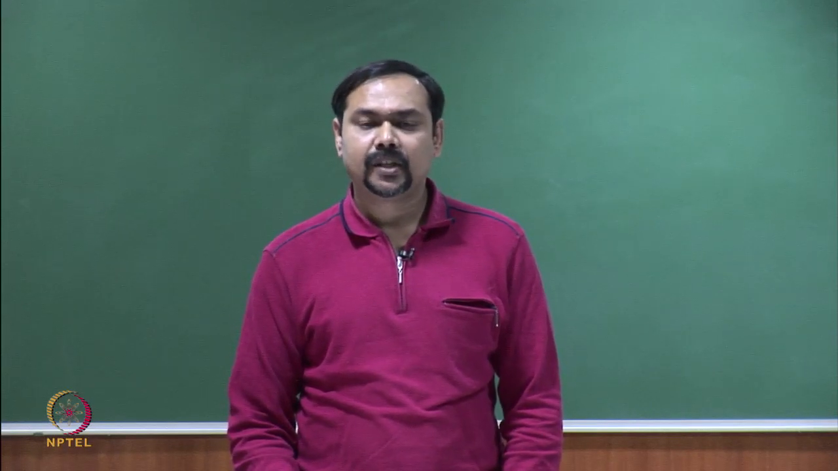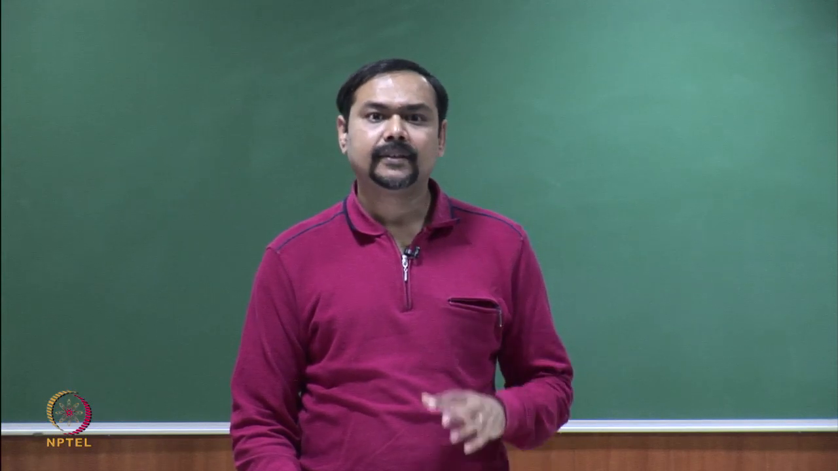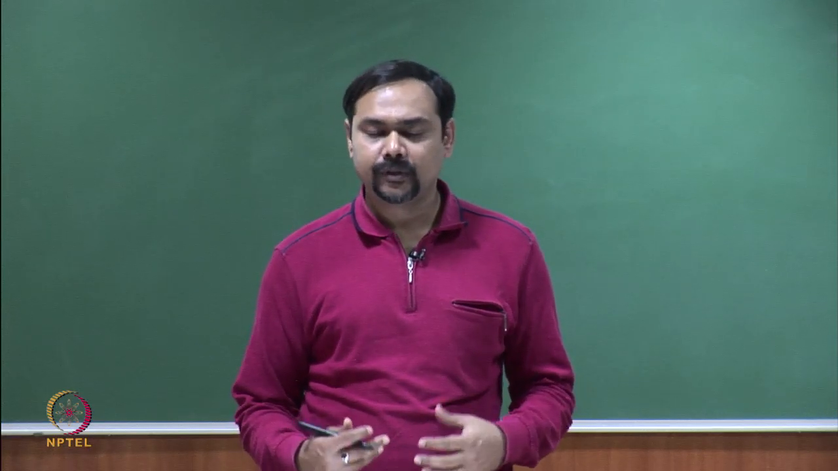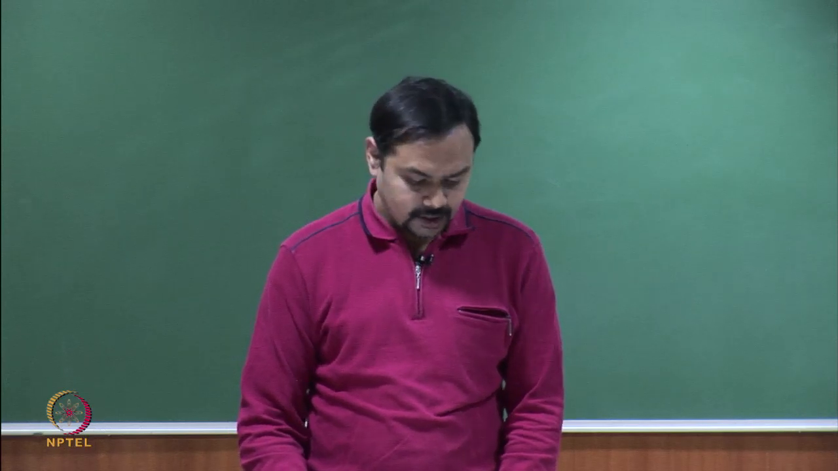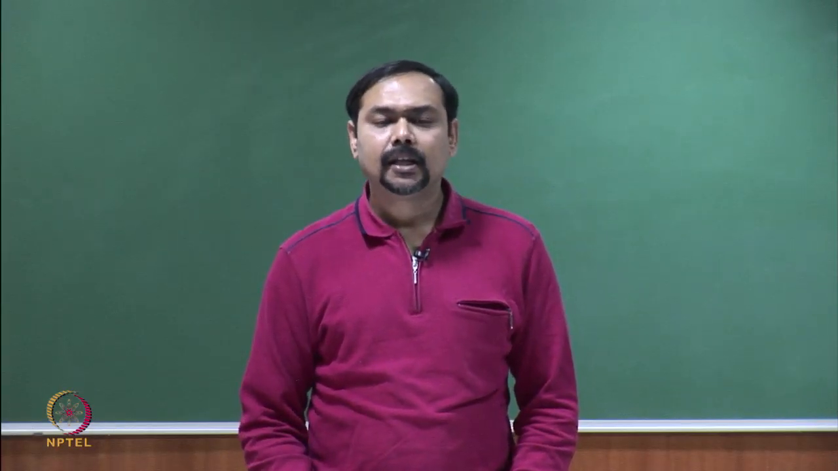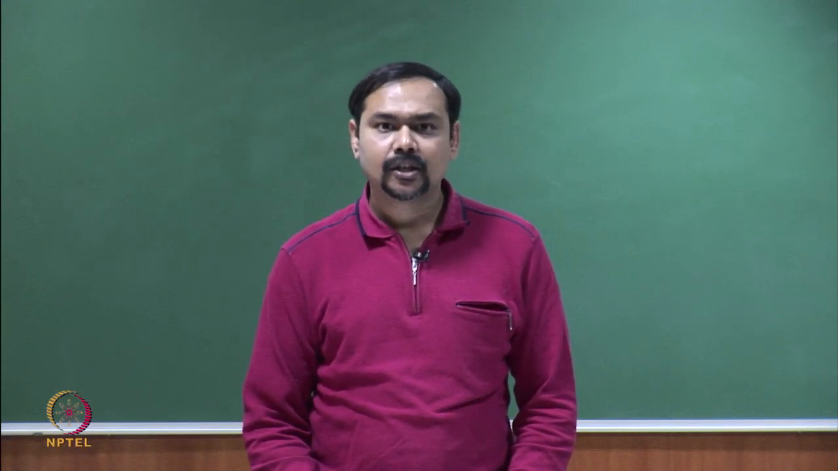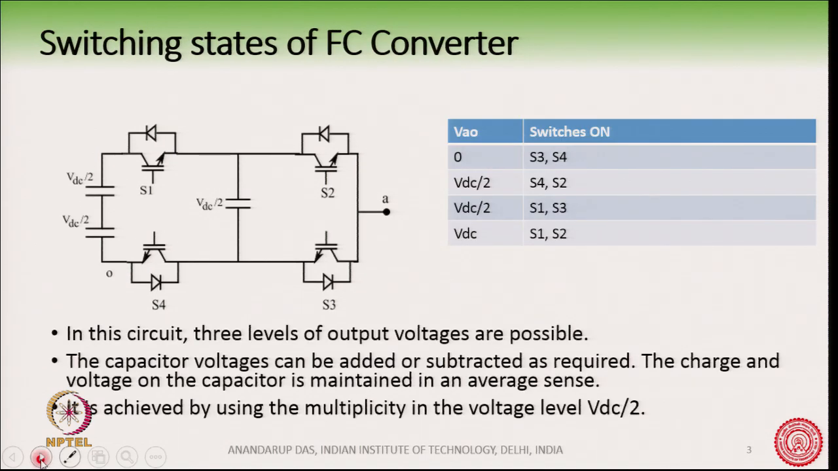However, the concept is interesting and we should know the concept, because based on this concept it is possible to have other variants, or we can include it along with some other conventional topologies. So, what is there here in this converter? Basically, the word flying capacitor means in this converter there are a number of capacitors, and there is one DC source. There may be several capacitors, and these capacitors can be connected either in series or they can be bypassed. So, let us understand the operation by seeing one capacitor which is connected to the DC source here.